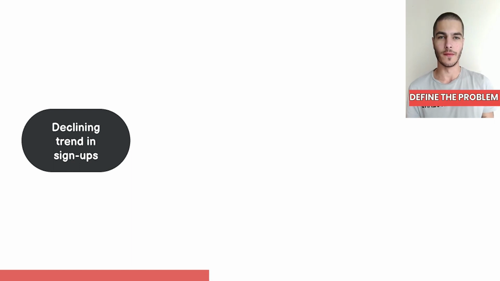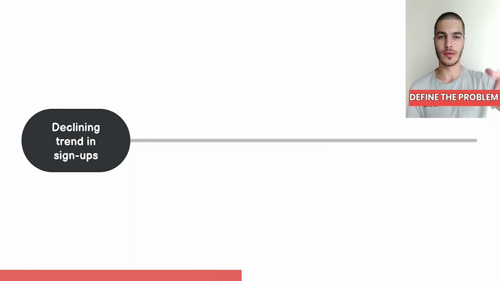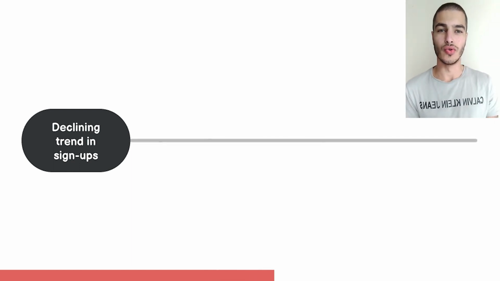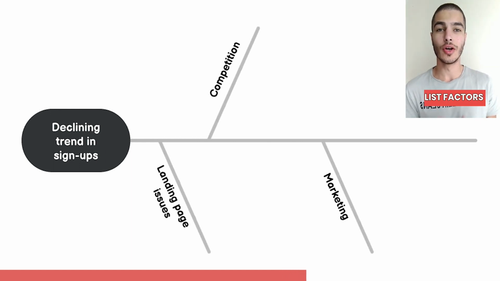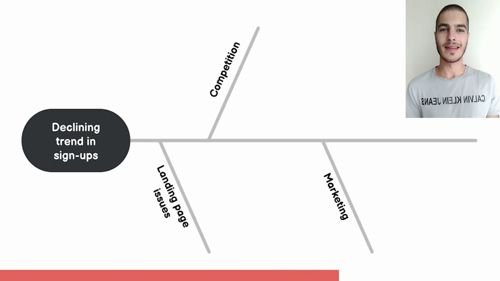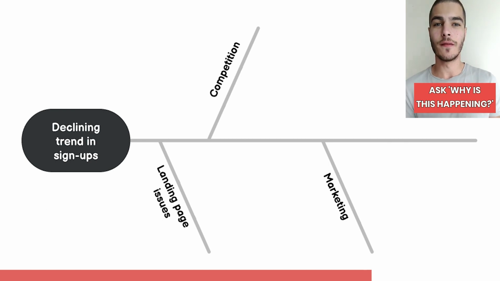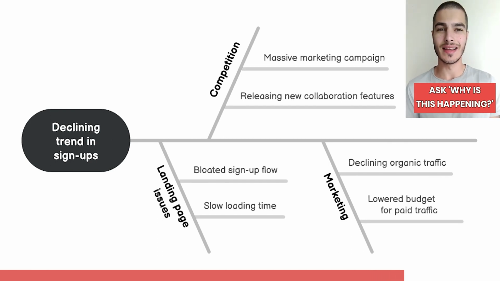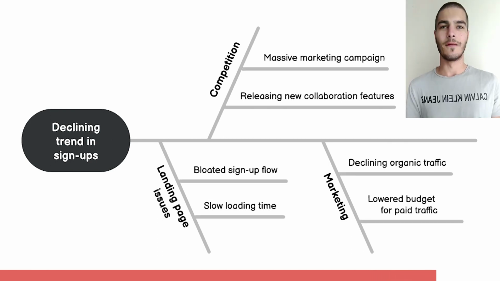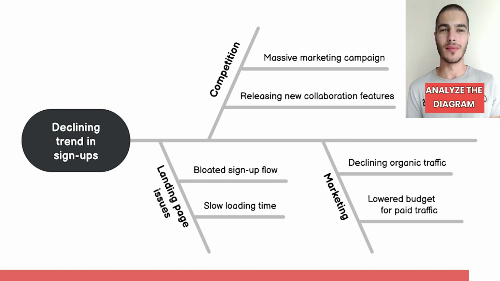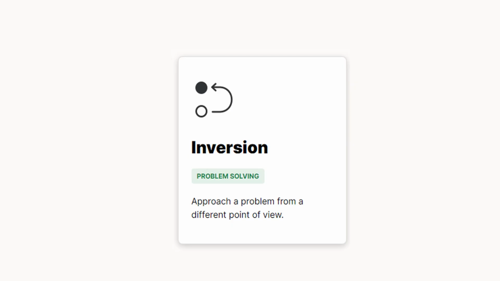Define the problem that you're facing and draw a line next to it. Along that line that you just drew, list all the factors that could be causing this problem. Ask, why is this happening for each of the factors, and plot the answer as a line under the factor. And finally, analyze the diagram to understand the problem better.